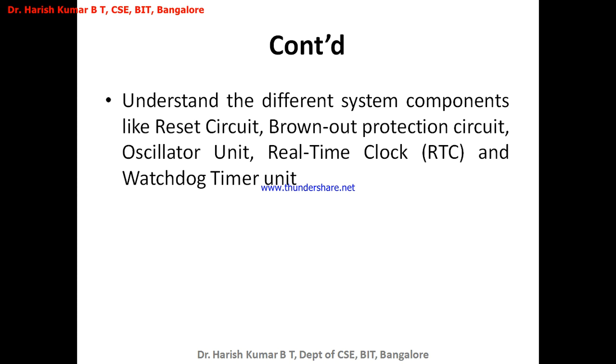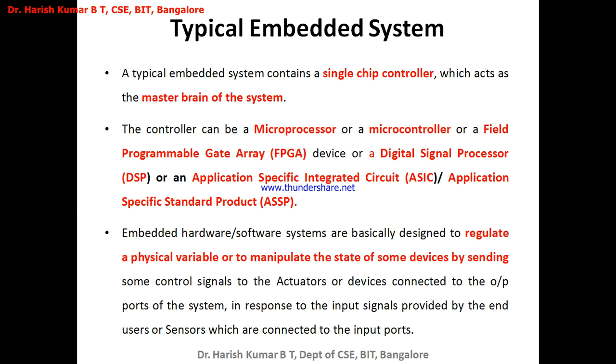Now, what we understand in today's session is the core of the embedded system. What are the components that can be used as the core of the embedded system? So, a typical embedded system contains a single chip controller which acts as the master brain of the system. So it's a single chip controller, and this basically is the brain of the embedded system.